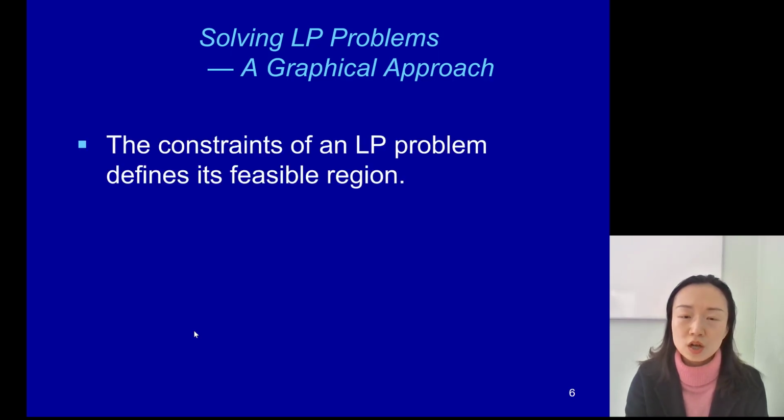So the constraints of an LP model define the feasible region of the solutions. What does that mean?